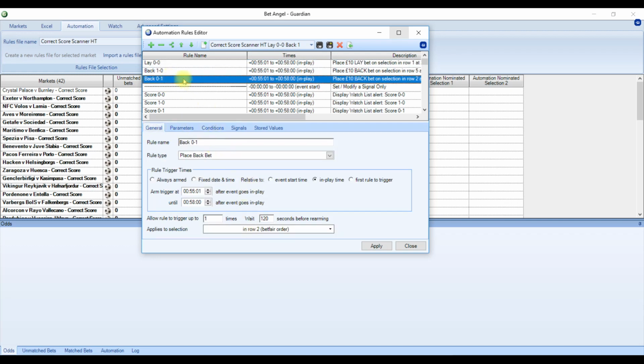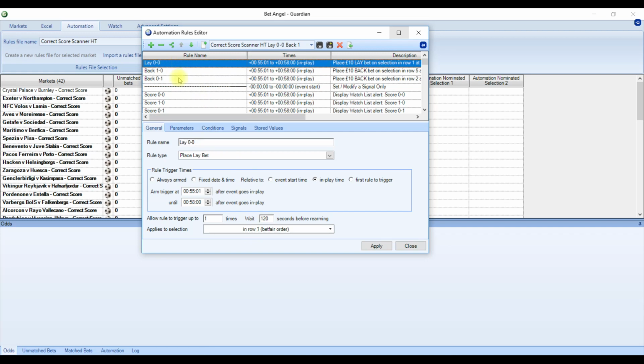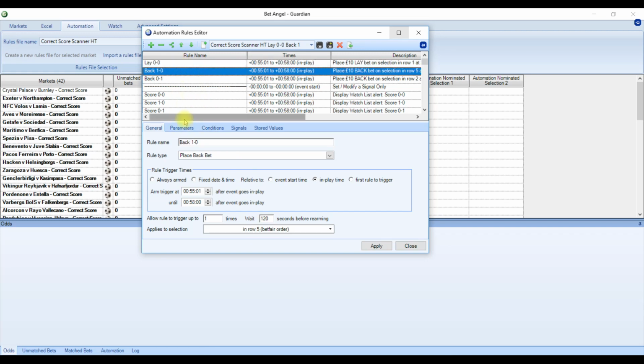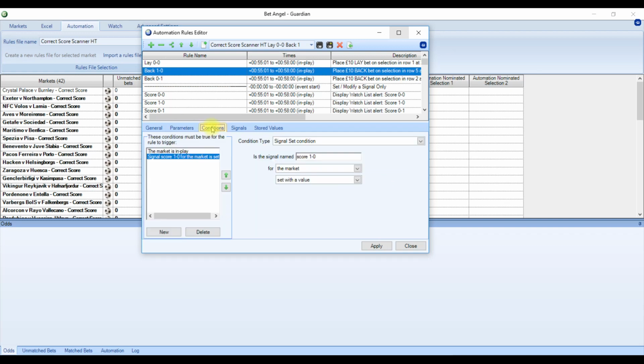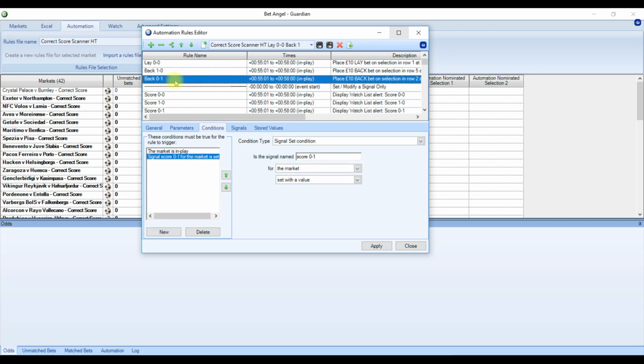As you can see, we've changed it in the rows. And again, the score 1-0 for the market has got to be set with a value, and the score 0-1 has got to be set with a value. And it's as simple as that.